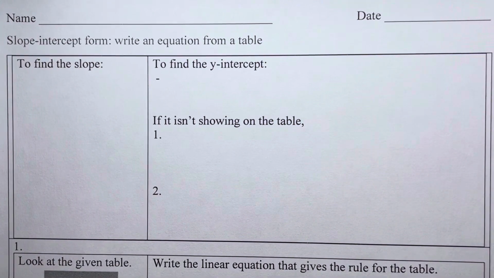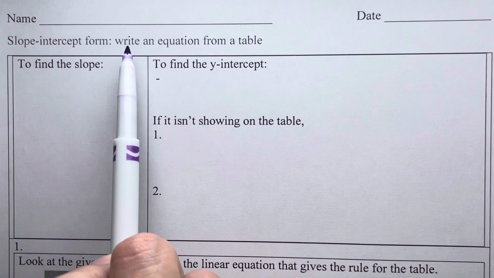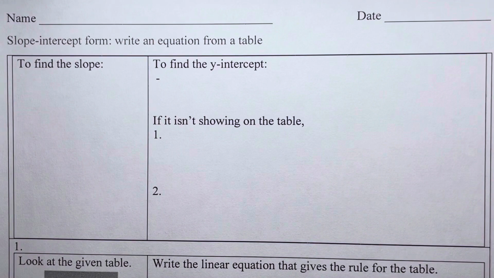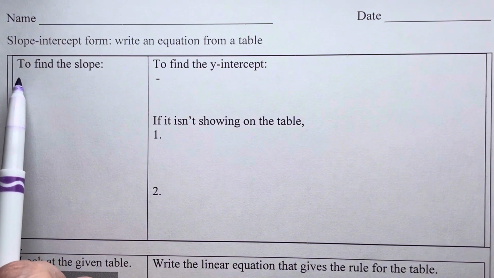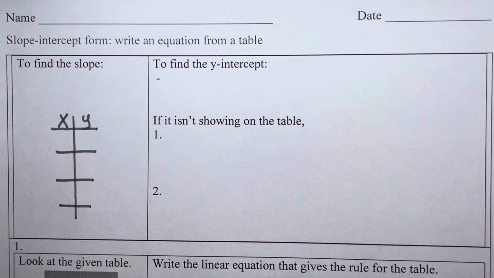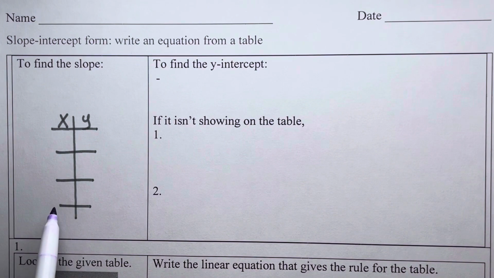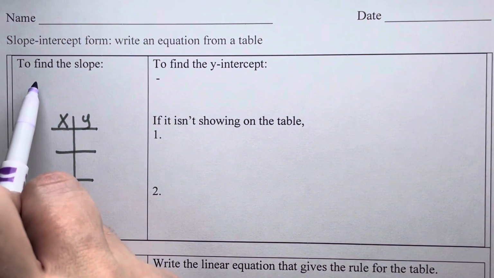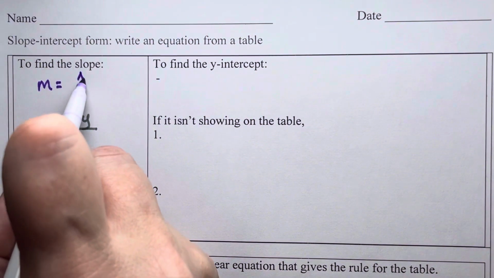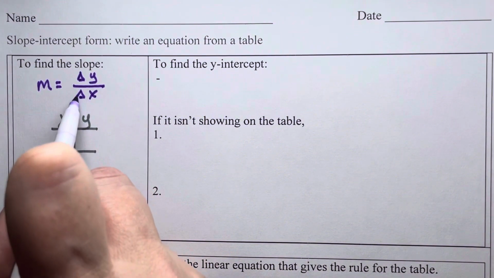In today's math lesson, while discussing the slope-intercept form, we are going to write an equation from a table. In beginning this process, the first thing that we have to find is the slope. In a previous lesson, we discussed that as you are given a table, we can find the slope, m, by analyzing the change in y values divided by the change in x values.